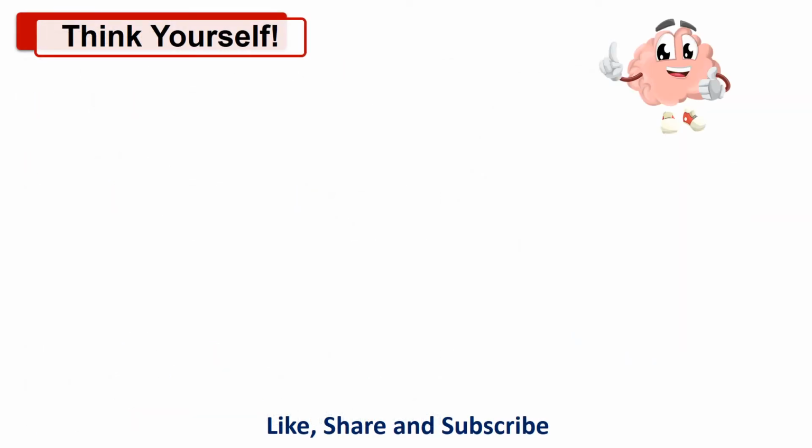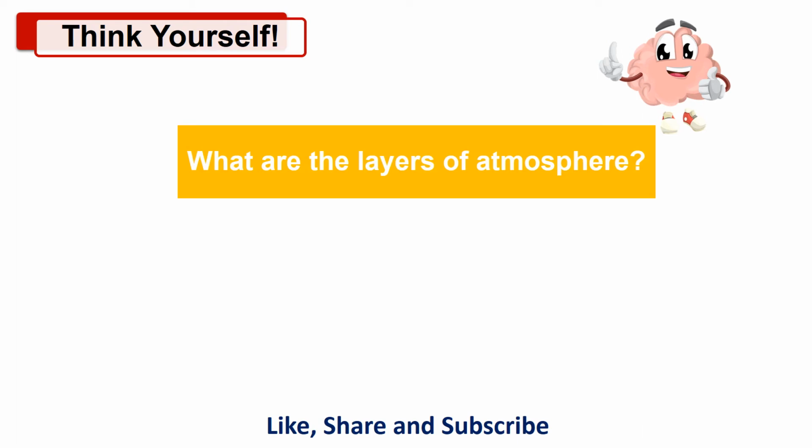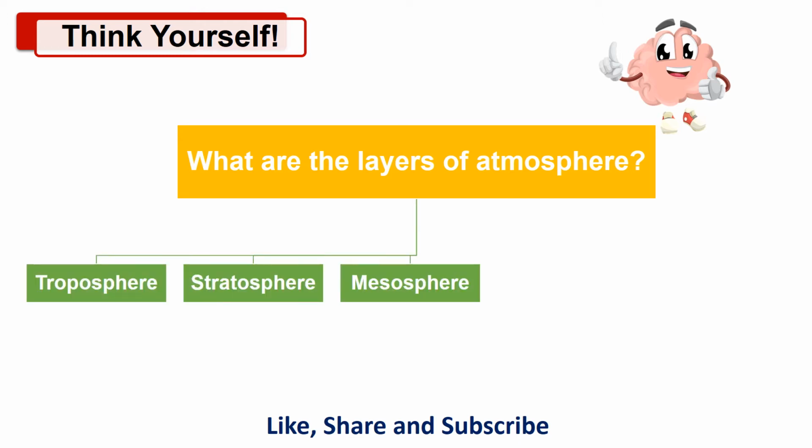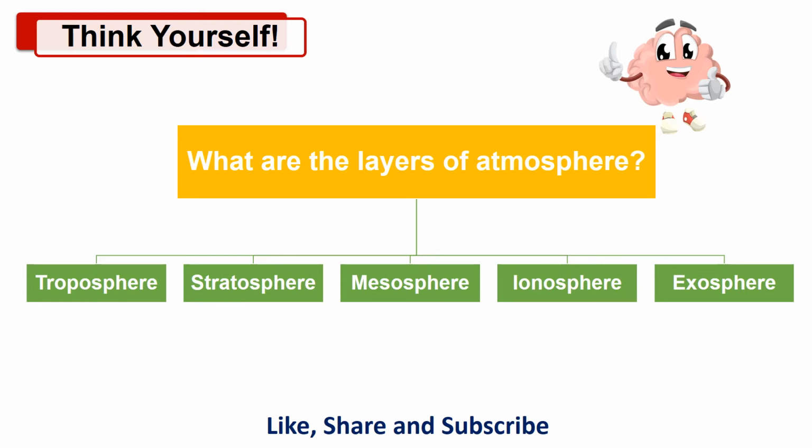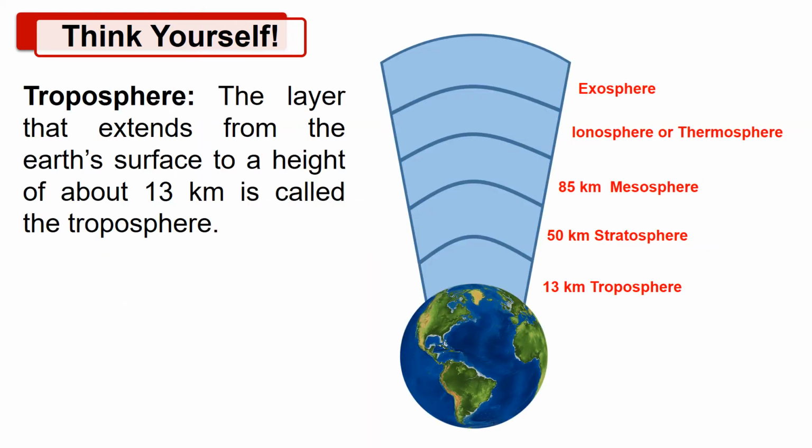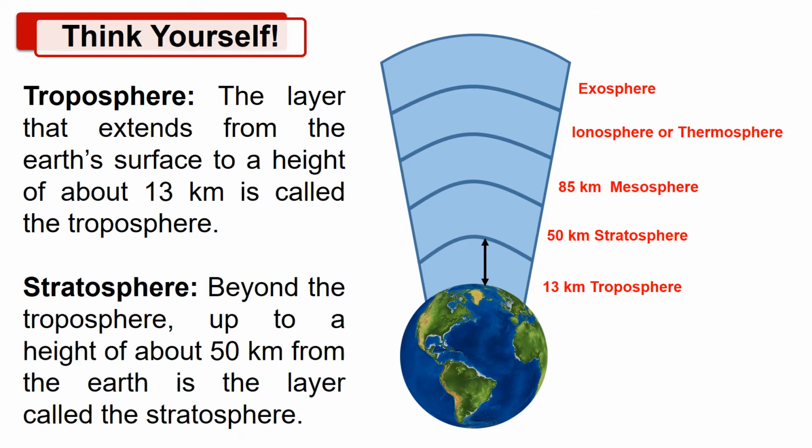Think yourself. What are the layers of atmosphere? There are 5 layers of atmosphere: troposphere, stratosphere, mesosphere, ionosphere, and exosphere. Troposphere: the layer that extends from the Earth's surface to a height of about 13 kilometers is called the troposphere. Stratosphere: beyond the troposphere, up to a height of about 50 kilometers from the Earth, is the layer called the stratosphere.